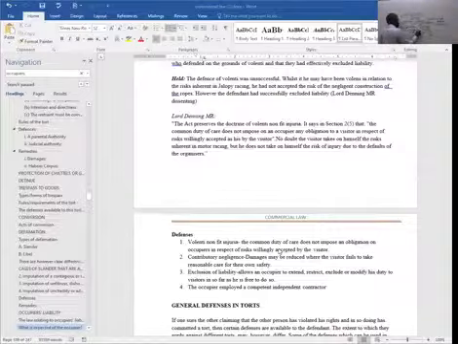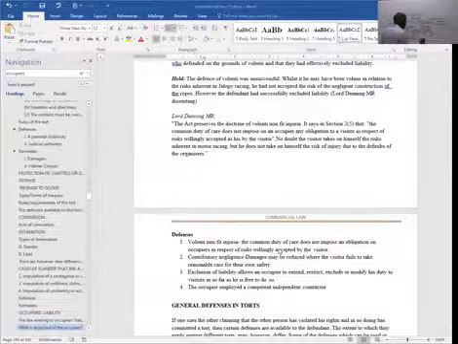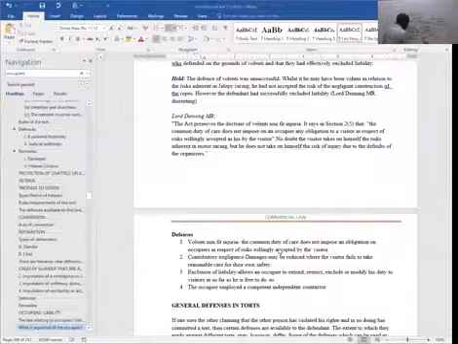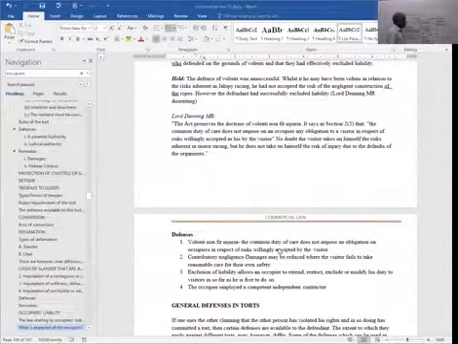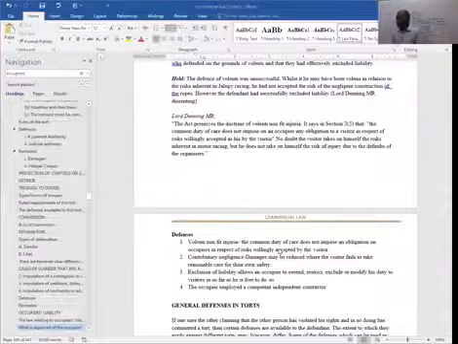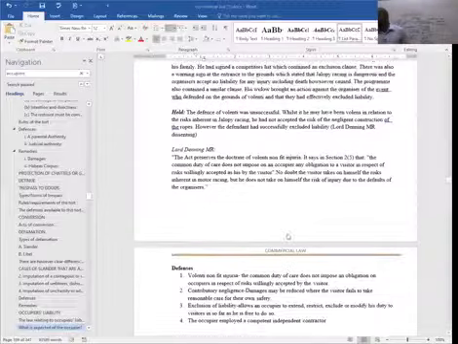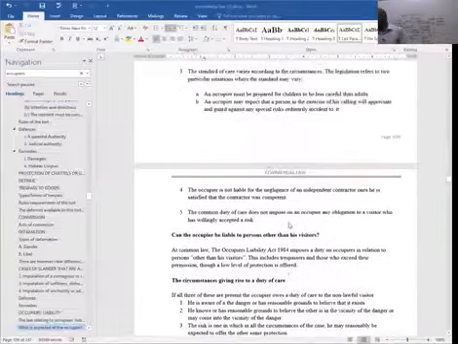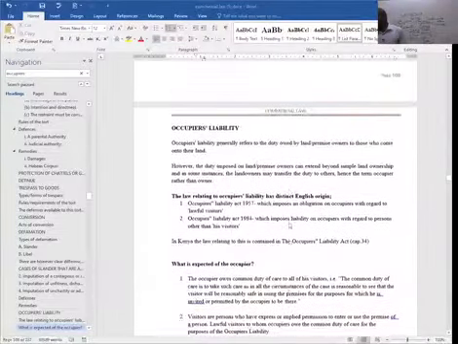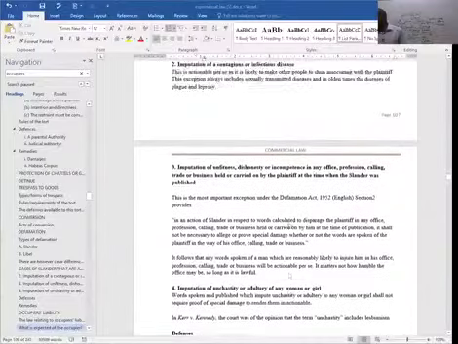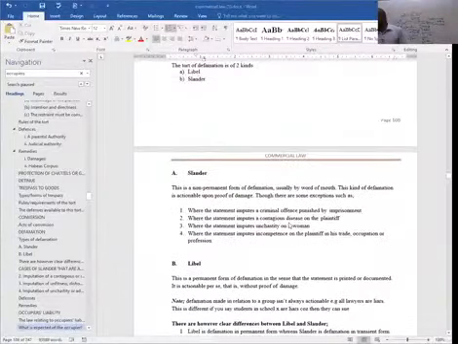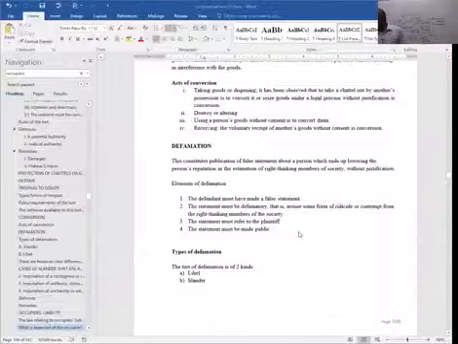Libel is defamation in permanent form. And then you have slander. Libel is defamation in permanent form, while slander is not in permanent form, but just by word of mouth. When you talk about libel, we simply mean that this particular defamation came out maybe in a publication or in a printed form. It's in a permanent form. That is what we mean by libel.